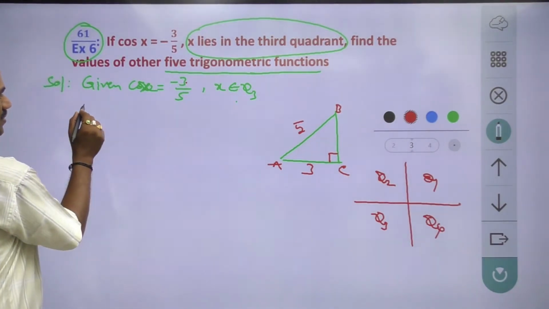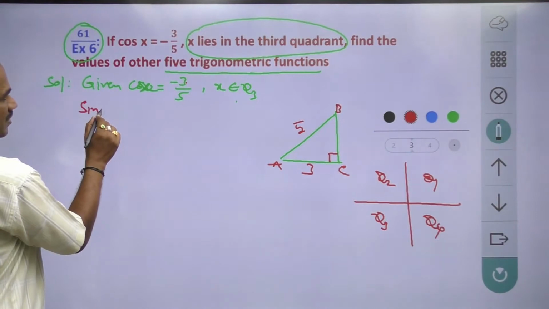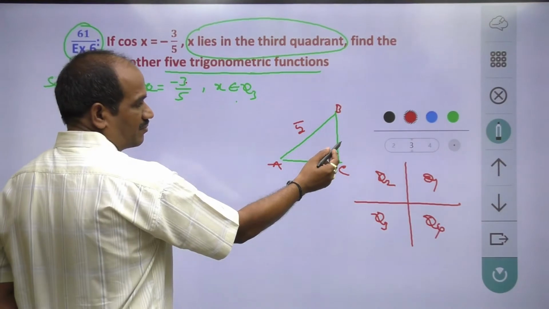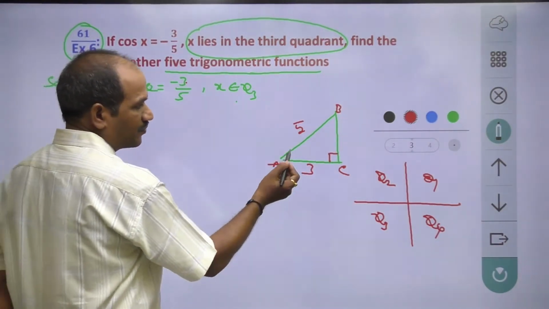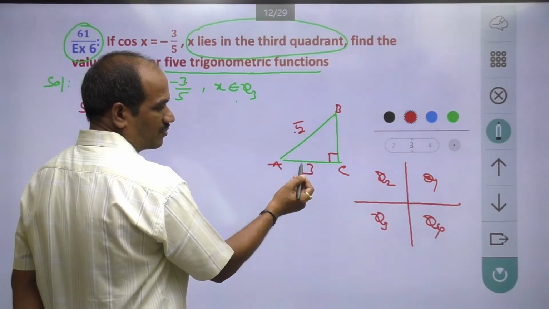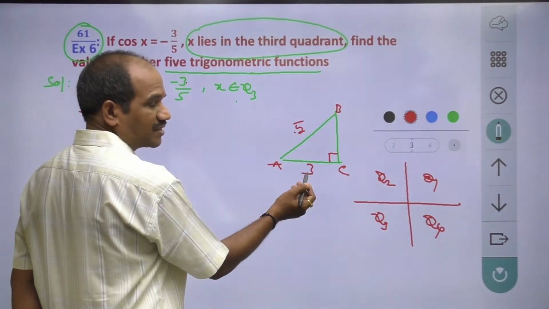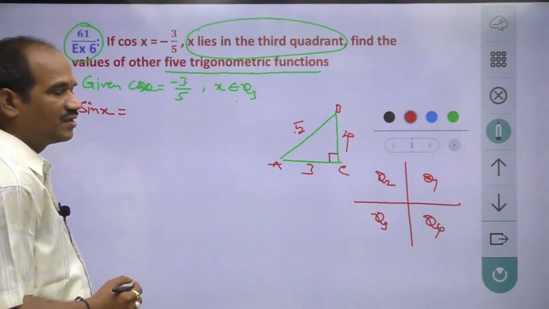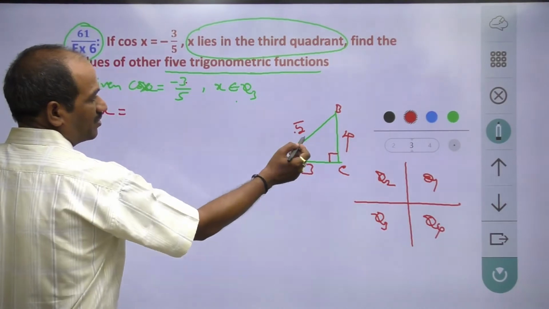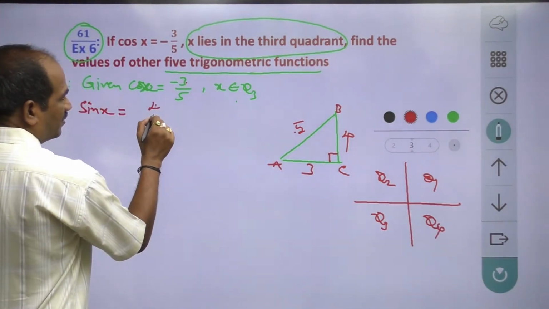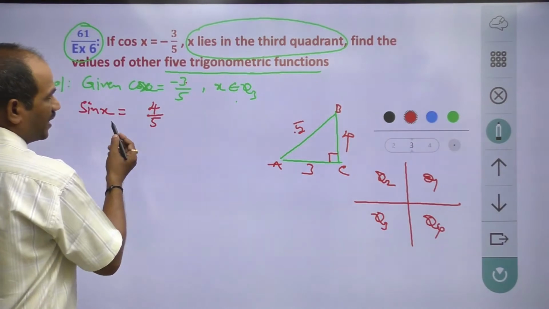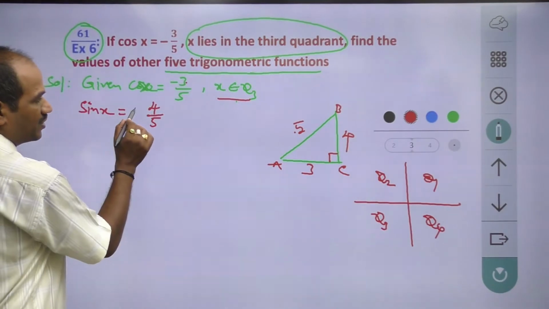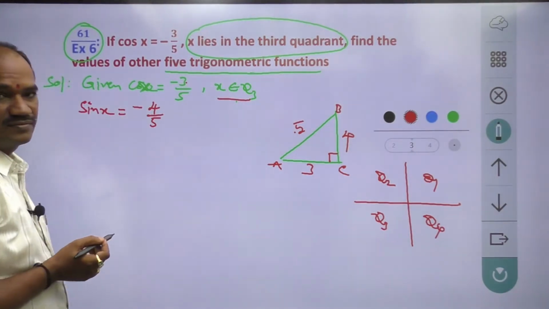First, sin x. Sin x is opposite side by hypotenuse. This is the right angle triangle: 5 squared is 25, 3 squared is 9, 25 minus 9 is 16, so this side length is square root of 16, that is 4. So sin x is opposite side by hypotenuse, equal to 4 by 5. Since x lies in the third quadrant, sin x is negative, so take minus.